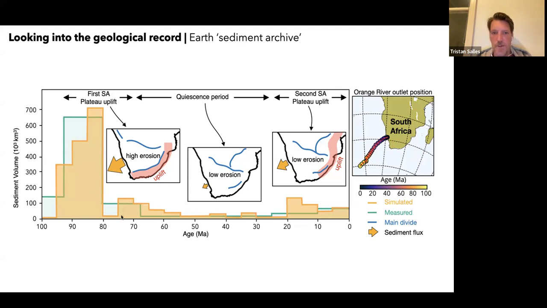And so here you've got the results for this simulation, where you've got in orange the simulated sediment volume out of the Orange River, and in teal the measured sediment volume. So overall, the model is working all right. We've got this big pulse in sediment, which corresponds to the first uplift of the South African plateau around 95 to 80 million years ago. Then after, you've got a period where there is pretty much nothing happening. And in our case, there is a second or renewed phase of sediment increase, which is happening from 20 Ma to present. Based on the measured values, it seems that it's happening a bit later, and the intensity is not that high.